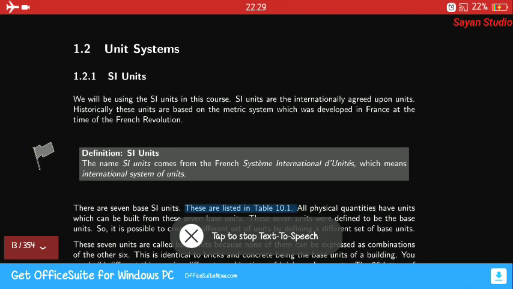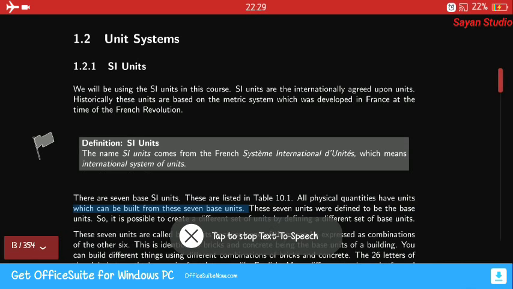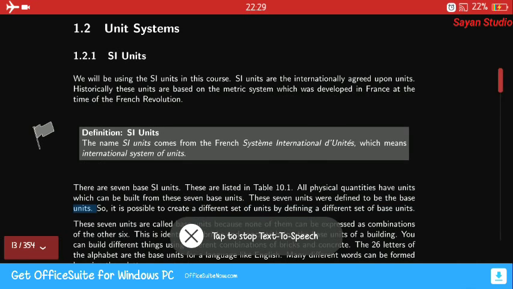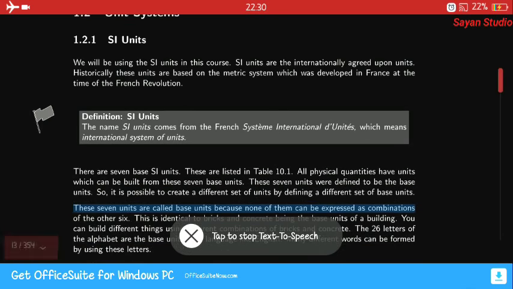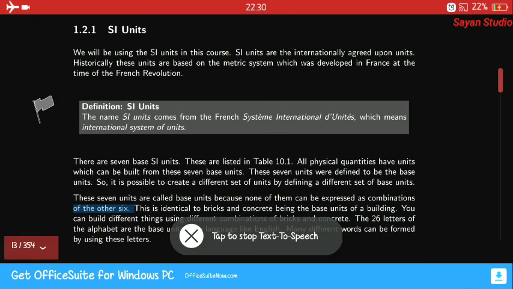There are 7 base SI units. These are listed in Table 1.1. All physical quantities have units, which can be built from these 7 base units. These 7 units were defined to be the base units. So, it is possible to create a different set of units by defining a different set of base units. These 7 units are called base units because none of them can be expressed as combinations of the other 6.